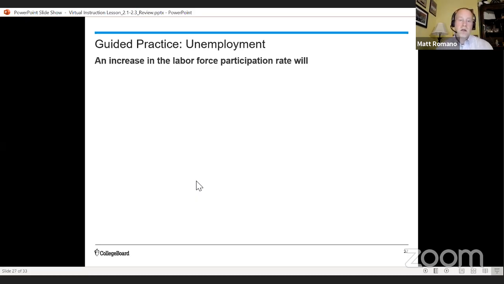This is a tough question here about unemployment. An increase in the labor force participation rate will, well, it's kind of hard to answer this one without seeing the options. But again, what does this mean? It means that of all those eligible to be in the labor force, there are now more people participating in labor markets, seeking jobs or actually employed.